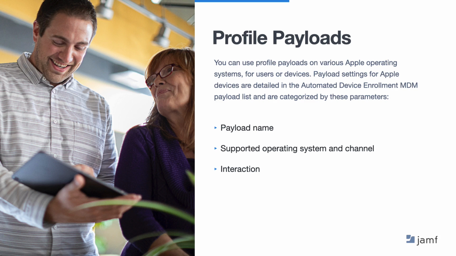Now, you can apply multiple payloads to the same kind of device. So if payloads contain account, certificate, or network configurations, each of the payload settings are applied simultaneously. Now, you need to be careful when configuring multiple network payloads because some network payloads may conflict with others and could prevent users from connecting to the network. For example, if two payloads define different network settings for the same SSID, the result is undefined.